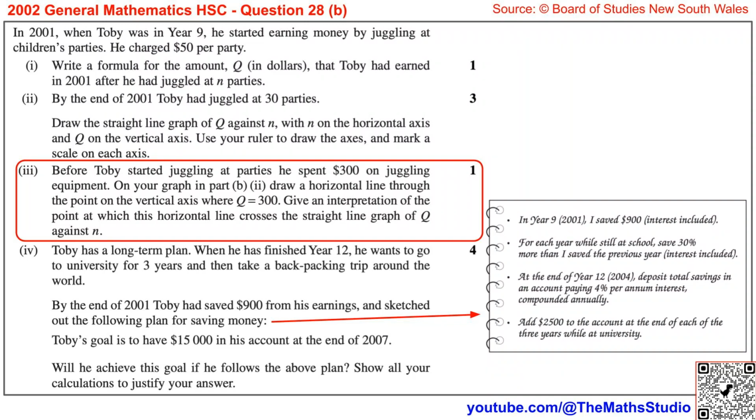Part 3. Before Toby started juggling at parties, he spent $300 on juggling equipment. On your graph in Part B, 2, draw a horizontal line through the point on the vertical axis where Q equals 300. Give an interpretation of the point at which this horizontal line crosses the straight line graph of Q against N.